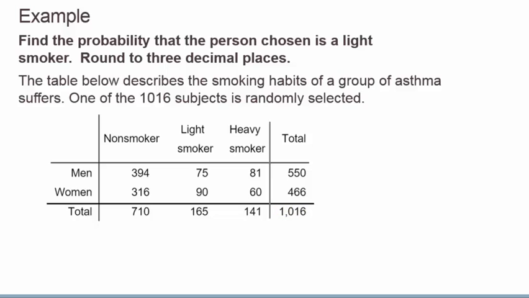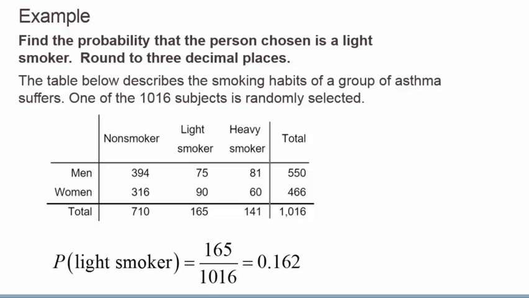If we add the row for men, 394 plus 75 plus 81, we have 550. If we add the row for women, 316 plus 90 plus 60 gives us 466, for a total of 1,016. Now to answer our question, we want to find the probability we have a light smoker. The total for light smokers is 165. The total for our sample space is 1,016. So our setup is 165 divided by 1,016, which gives us a probability of 0.162.